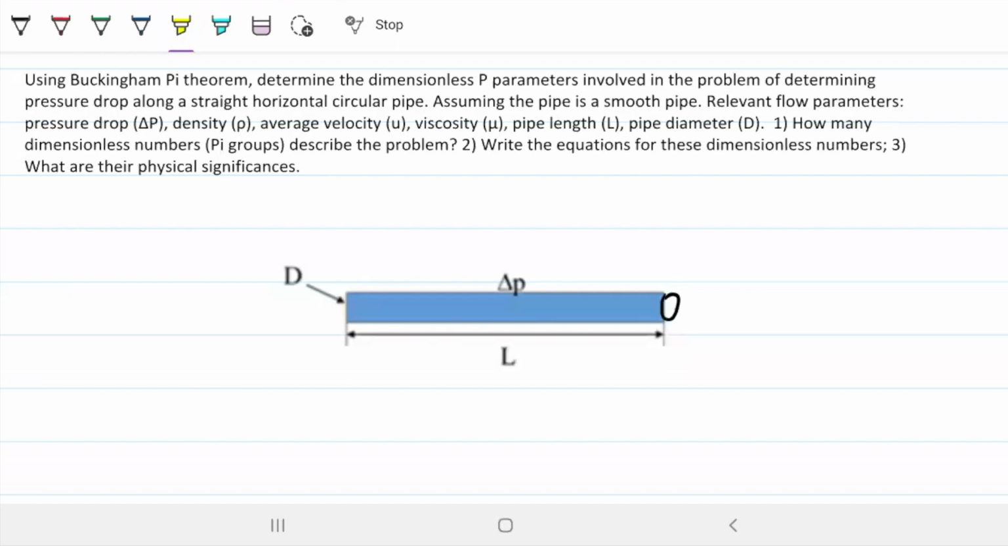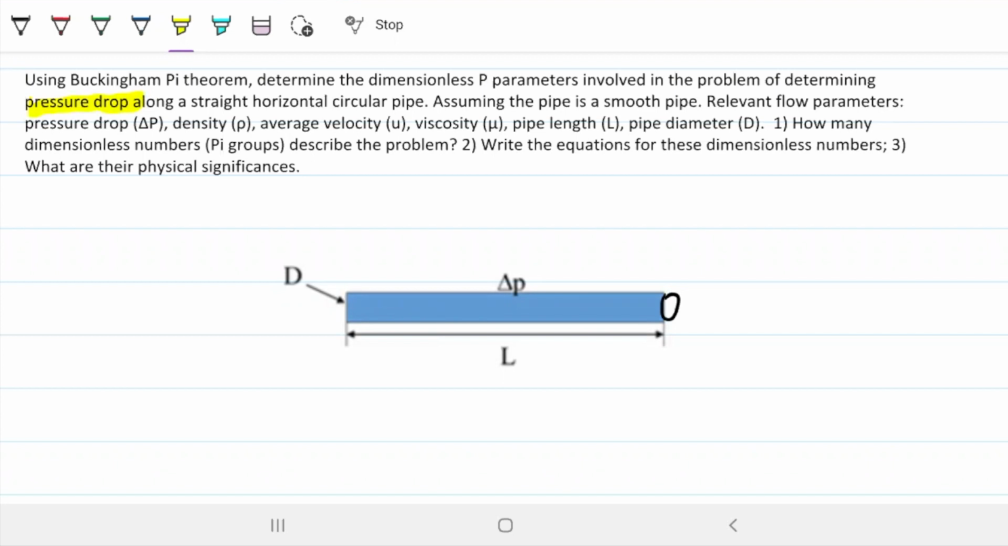Using Buckingham Pi theorem, determine the dimensionless pi parameters involved in the problem of determining the pressure drop along a straight horizontal circular pipe. Okay, so our interest here is the pressure drop. Assuming that the pipe is smooth.